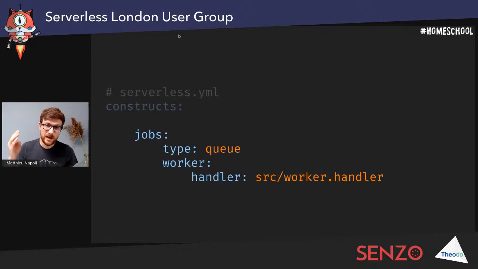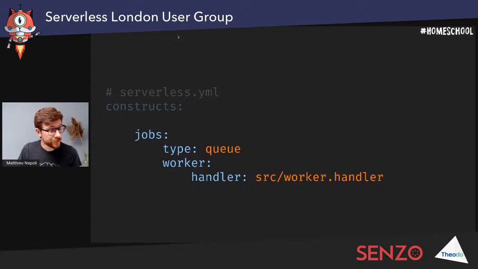So with Lift, we have a queue construct. Here I've named it jobs. And what we have to define is, so the construct deploys an SQS queue, but it also deploys the Lambda worker that will process messages from the queue. So here, my worker section is exactly just like any function defined in serverless.yml. I can set the handler, but I can also set the timeout. I can set the memory size, the runtime, anything that I want. And on deployment, we will get SQS plus Lambda automatically configured to process the messages from the queue.